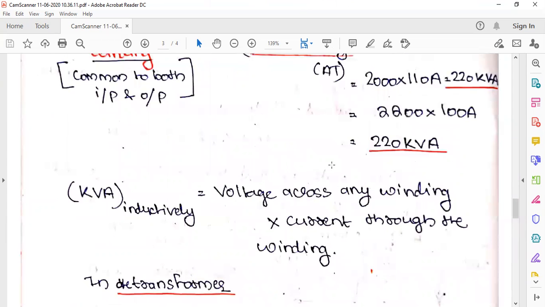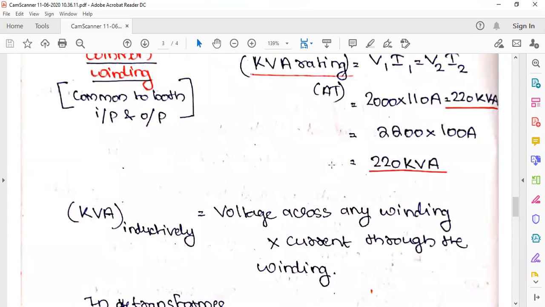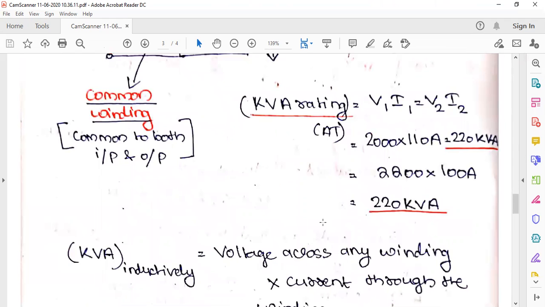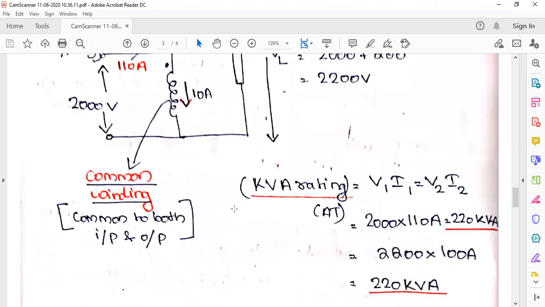So this is actually the kVA rating that we get. We know there are two processes, conduction and induction. So the kVA rating inductively means voltage across any winding. So here we took the voltage across this winding, the source side winding. So 2000 into the current through the winding. Yes, kVA means voltage into current, volt ampere, right?